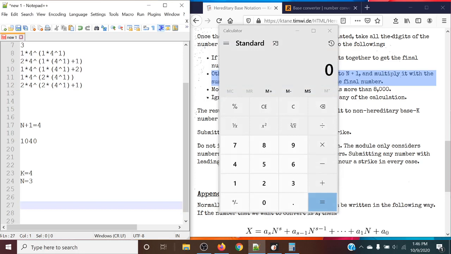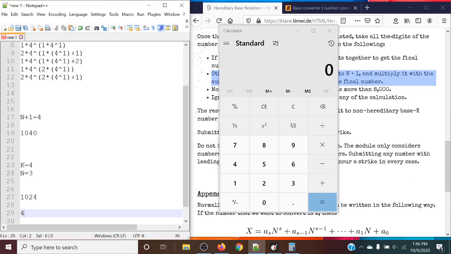Times that by 4 just to make sure. Oh no, we have another one. 1024, which is 1, 2, 3, 4, 5. This is 4 to the power of 5 here. And next up, divided by 4, would be 256. That's 4 to the power of 4. Divided by 4 is 64, then we have 16, then we have 4, then we have the 1.